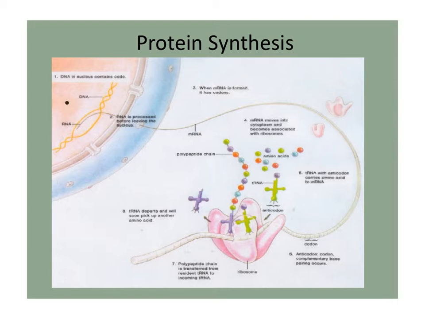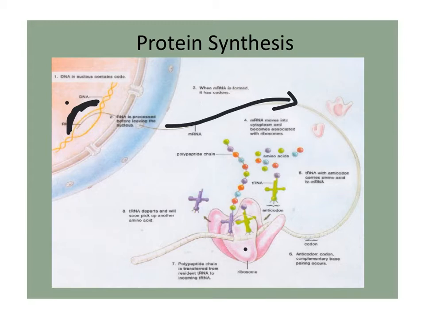Here's another diagram. Here's the nucleus over here. And we have our gene right here. That's the little stretch of DNA that has opened up to expose the bases. RNA comes in to form the messenger RNA. It leaves through a nuclear pore and threads through the two subunits of the ribosome, shown right here in pink.